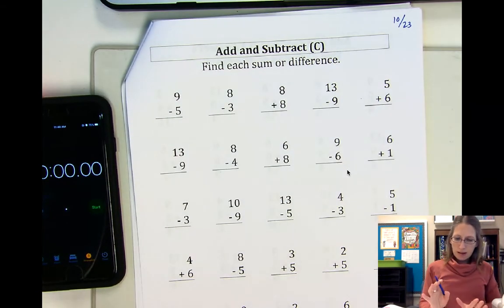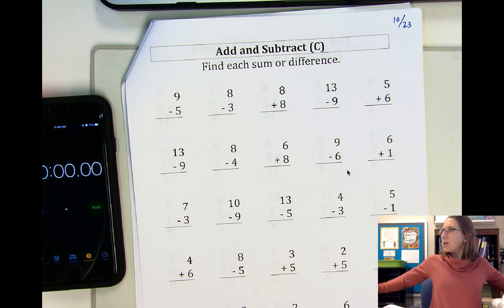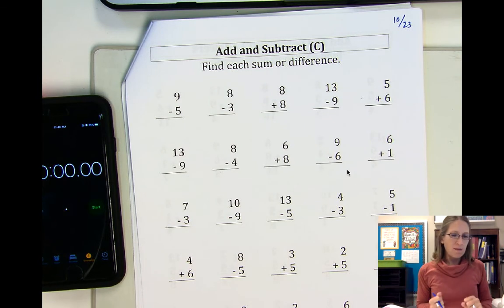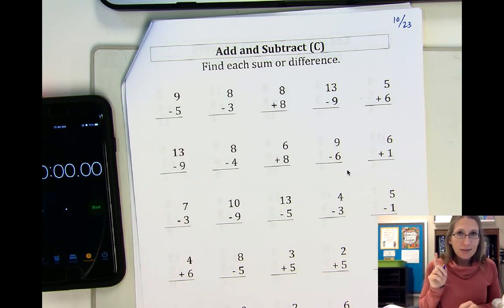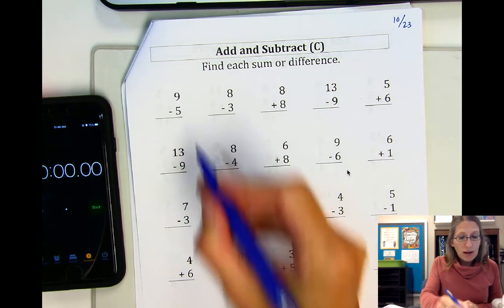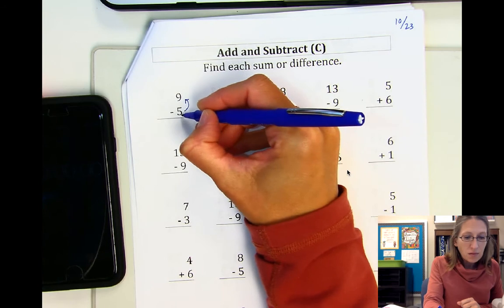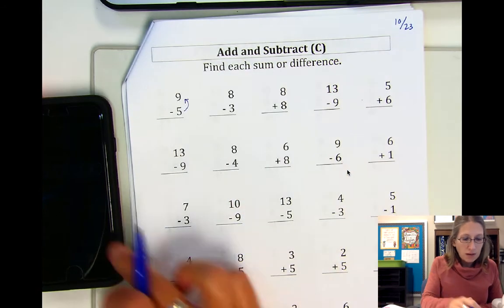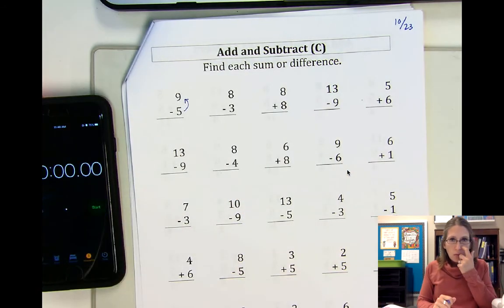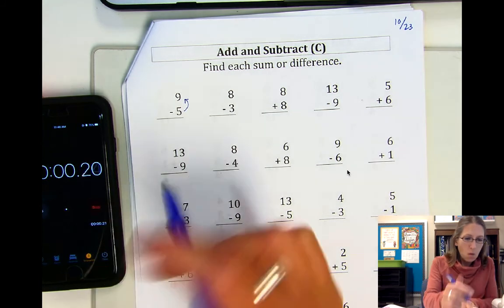Okay, so let's see. Take a deep breath. I can do it. I am a strong mathematician. I know my facts. And I like to use the inverse operation to help me. So when I see 9 minus 5, I am thinking about 5 plus 4 gets me up to 9. So you might want to use that strategy. All right, here we go. Ready? Go.